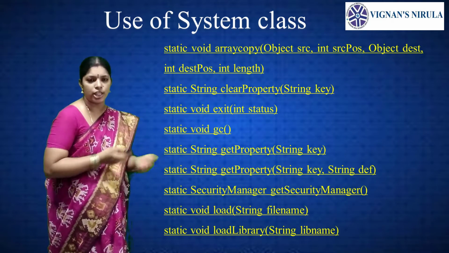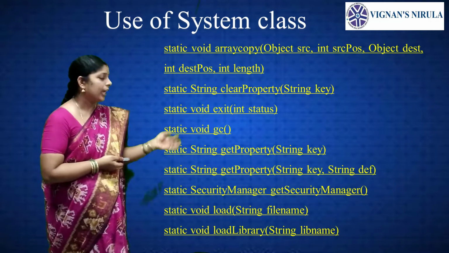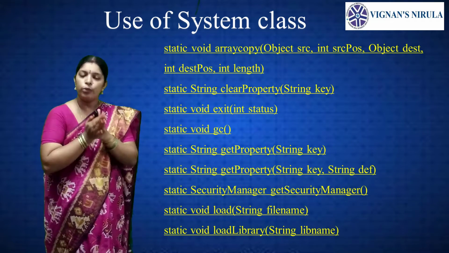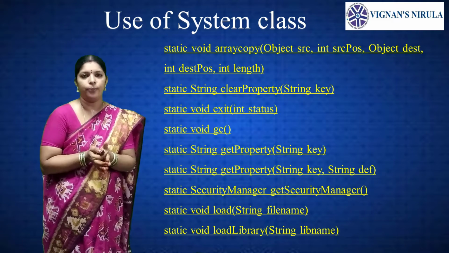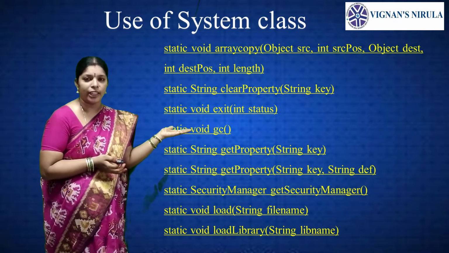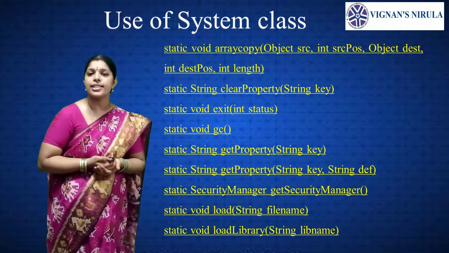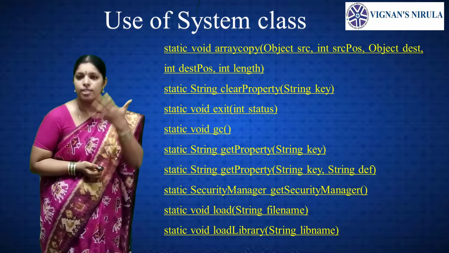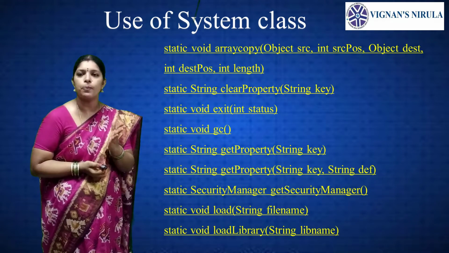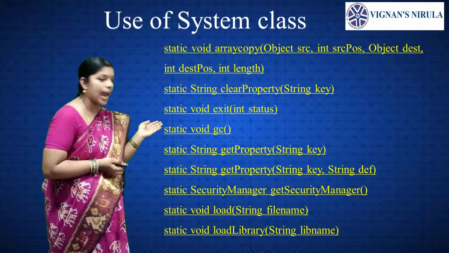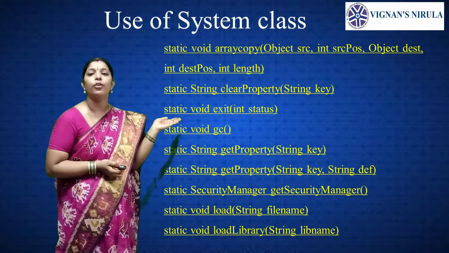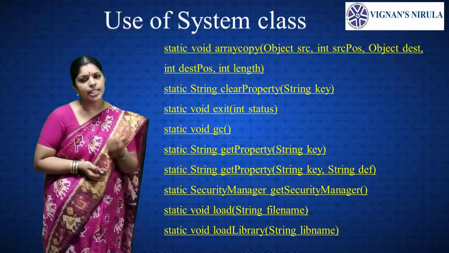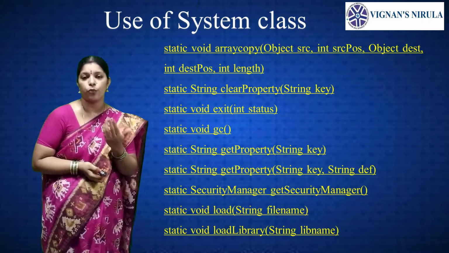The static void gc. What is meant by static void gc? Here the method runs the garbage collector. Next, static String getProperty(String key). This method gets the system property indicated by the specified key. Next one, static String getProperty(String key, String def), which also gets the system property indicated by the specified key.